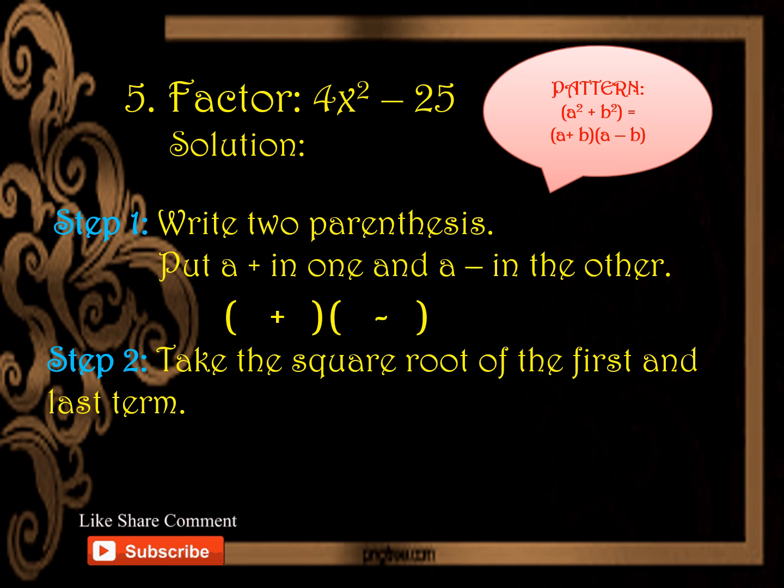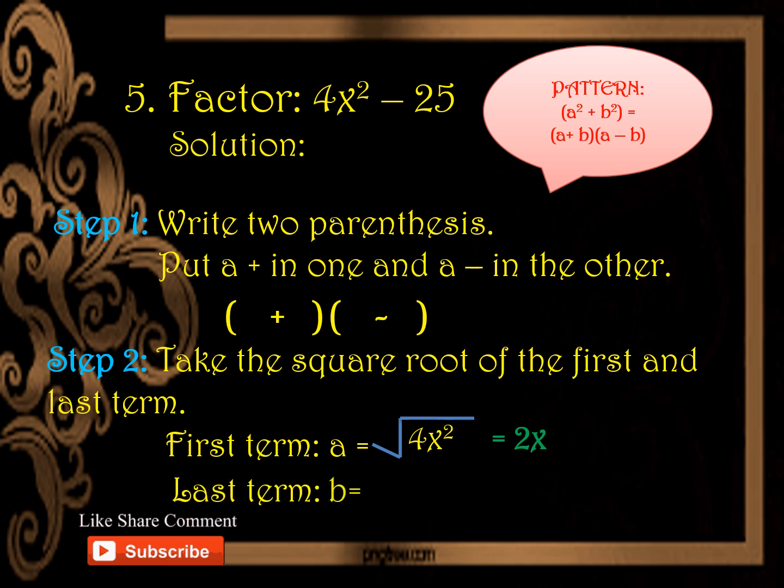Step 2, take the square root of the first and last term. So, our first term is 4x squared and our last term is 25. So, the square root of 4x squared is equal to 2x, and the square root of 25 is equal to 5.